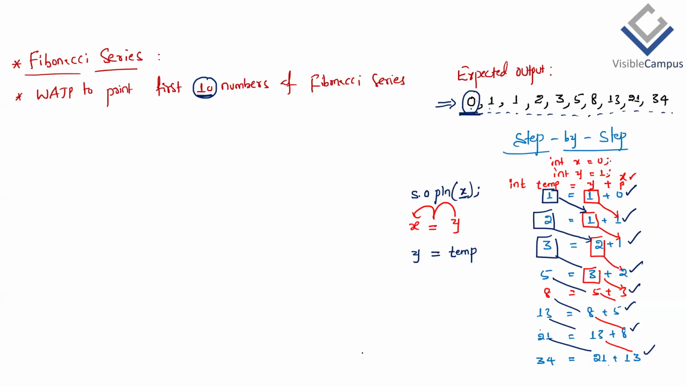Then, do we know what the 1000th number is? No. But if we write the logic and run the loop for 1000 times, will it work or not? Yes. So when we know the starting, but we don't know the ending, in that scenario we have to go for a while loop. When we know starting and ending both, then use a for loop. When we know only the starting but not the ending, then go for a while loop. So this is the best example for a while loop program.